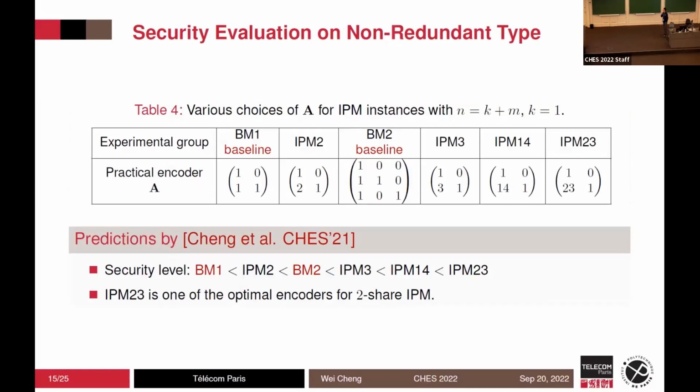Here is the setting of the encoder. Basically, we consider first-order Boolean masking and second-order Boolean masking. And for IPM, we only consider two chains. The only difference is the parameters: IPM 2 is 2 and 14 is 14 at the end. By taking the CHES 2021 paper, we could predict the security level from Boolean masking to IPM 2 to second-order Boolean masking, and then to other cases. And the last one is one of the optimal linear codes that can be found in this case.